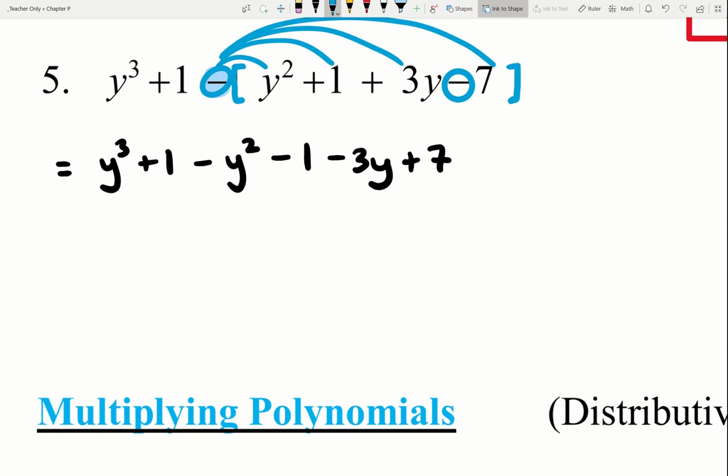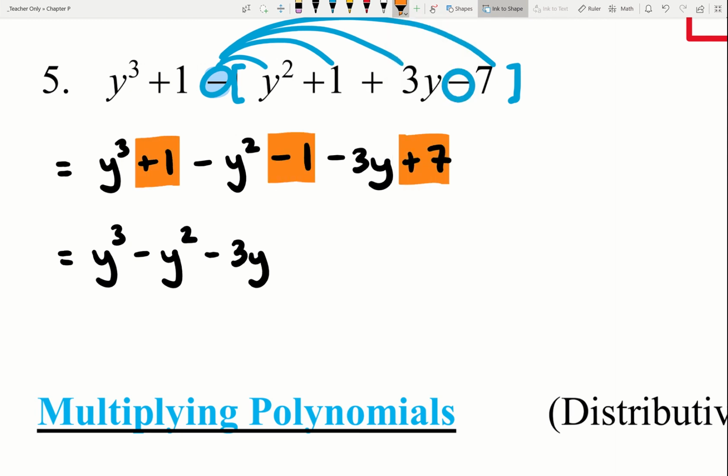And then we're going to go through. You might notice that we don't really have any like terms here that have a y in it. The y cubed term is by itself. The negative y squared term is also by itself. There's no other like terms that it can combine with, and it's the same thing with the minus 3y. However, we do have a bunch of constants that we can combine here. So that'll be positive 1, minus 1, plus 7. If you do that math mentally, the positive 1 and the negative 1 make 0, and that simply leaves you with the plus 7 at the very end to tack on.